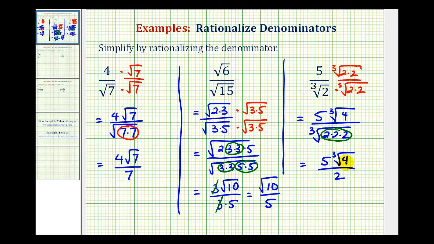divided by 2. We'll take a look at some more examples in the next video.